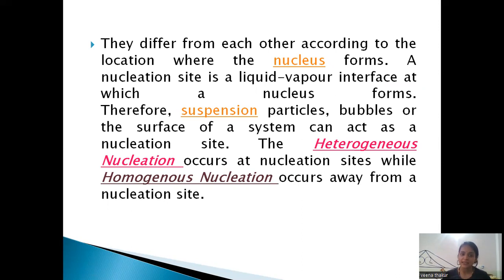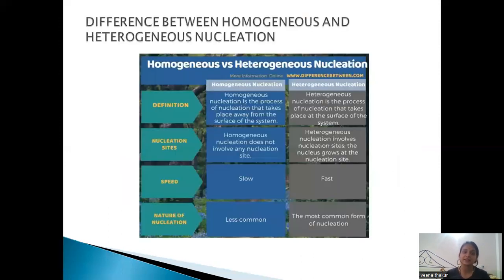A nucleation site is a liquid-vapor interface at which a nucleus forms. Therefore, suspension particles, bubbles, or the surface of a system can act as a nucleation site. Heterogeneous nucleation occurs at a nucleation site, or we can say that homogeneous nucleation occurs away from the nucleation site. Now let's see the basic differences between homogeneous and heterogeneous nucleation.